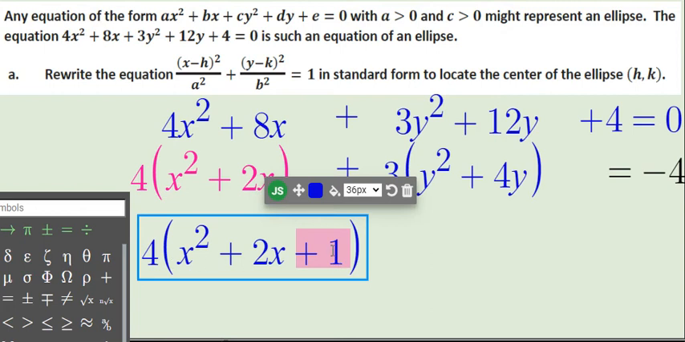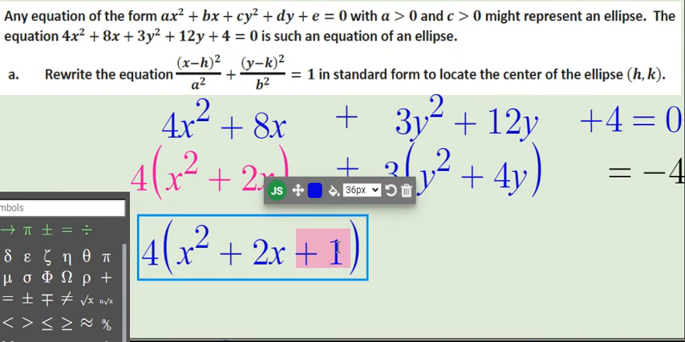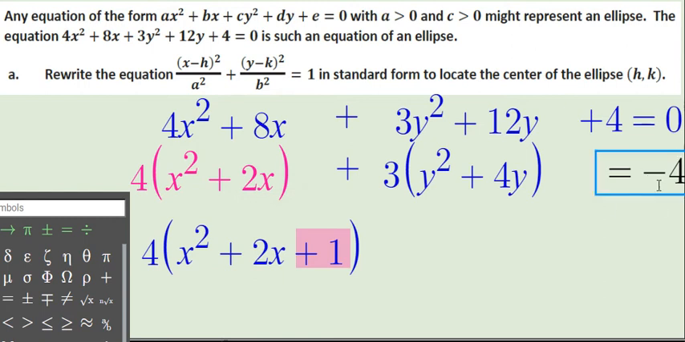But by putting this 1 here, 4 times 1 is 4. I'm actually adding a 4 to this side. So I have to go to the equal sign, and I've got to add a 4 over there as well. Because what you do to one side of an equal sign, you have to do to the other side to have balance. So to balance out that 4, I'm going to add 4 on the other side.